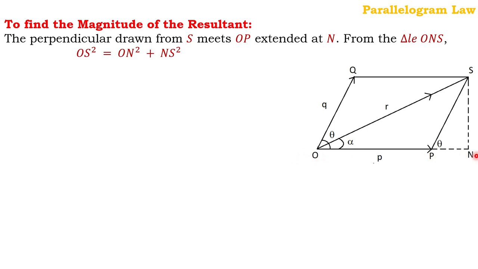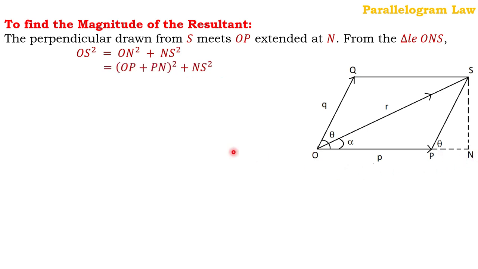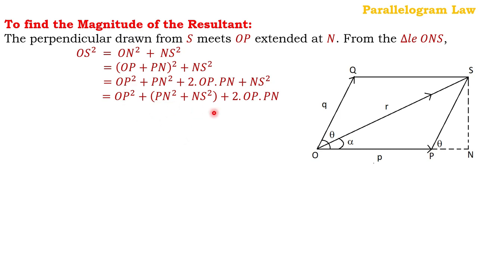From the right angle triangle ONS, applying Pythagoras law, OS square equals ON square plus NS square. As we know that ON is the sum of two components OP and PN, we can write (OP plus PN) whole square instead of ON square, plus NS square. Expanding this using the formula, we have OP square plus PN square plus 2 OP PN plus NS square. After rearranging, we have OP square plus PN square plus NS square plus 2 OP PN.